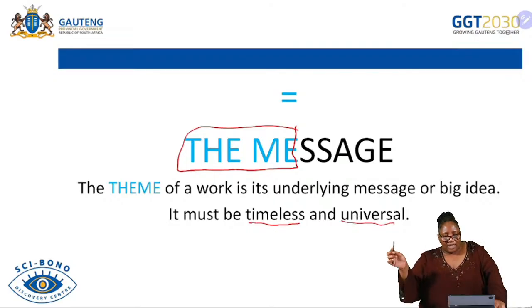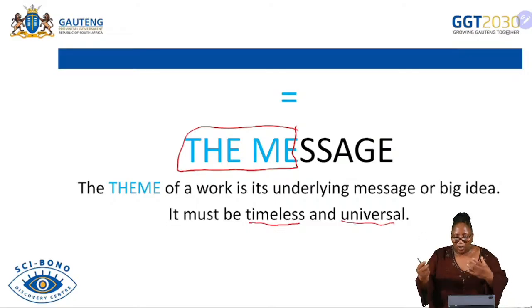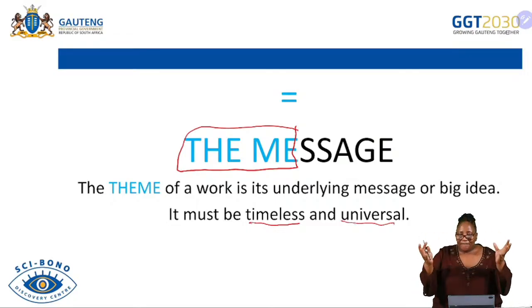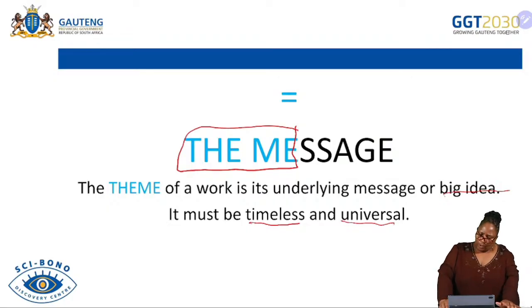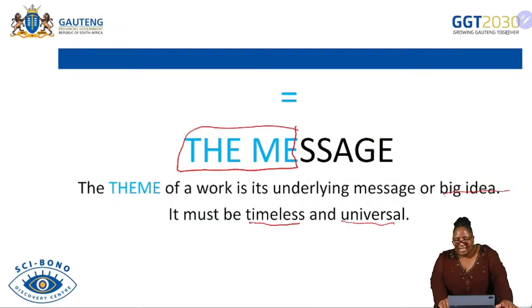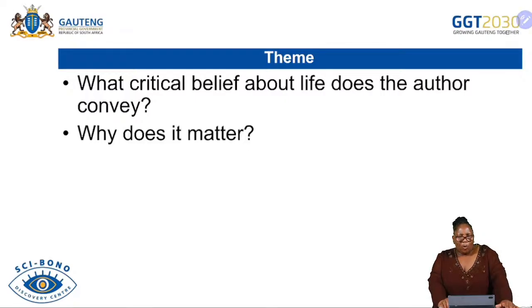It is applicable in the US. It is applicable in Africa. It is applicable in Europe. So it has a universal idea, and we call that a big idea of the story. So that's what books are. They give us big ideas, underlying messages that are timeless as well as universal. What critical belief about life does the author convey? Why does it matter?